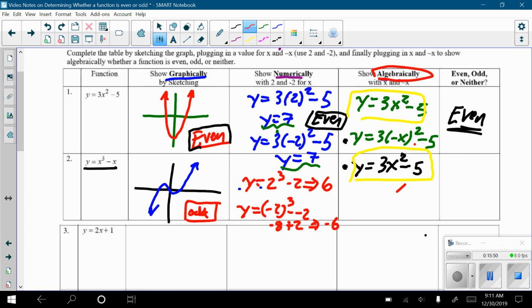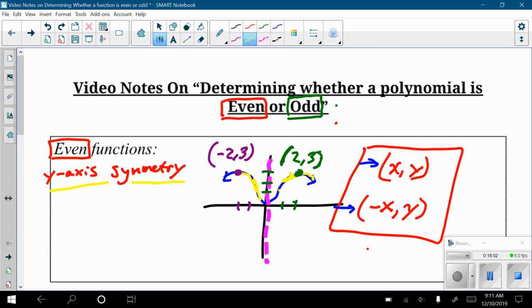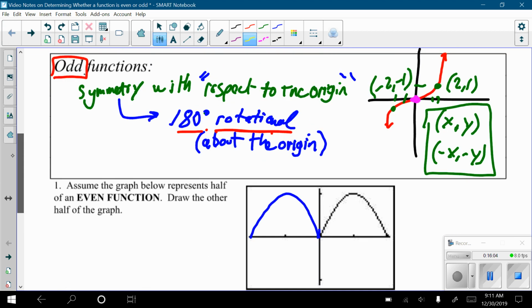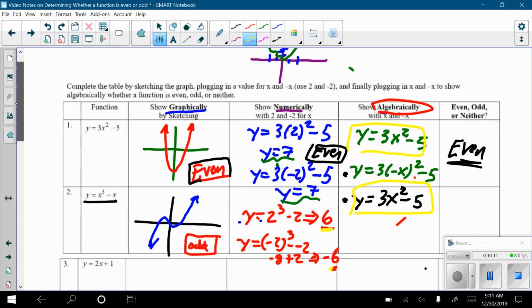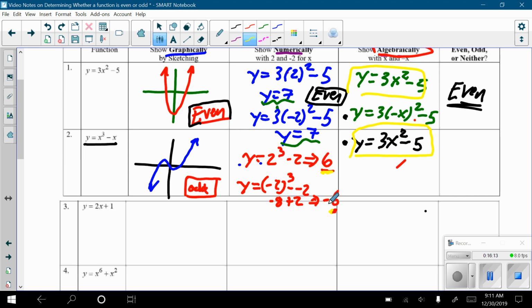So please be careful what our result here is. When we plugged in 2, we got out 6. When we plugged in negative 2, we got out negative 6. That's an odd function. Remember back to our picture here. When you plugged in 2, you got out 1. When you plugged in negative 2, you got out negative 1. So what we're doing here is you plugged in 2, we got out 6. We plugged in negative 2, we got out negative 6. That's an odd function. Okay.